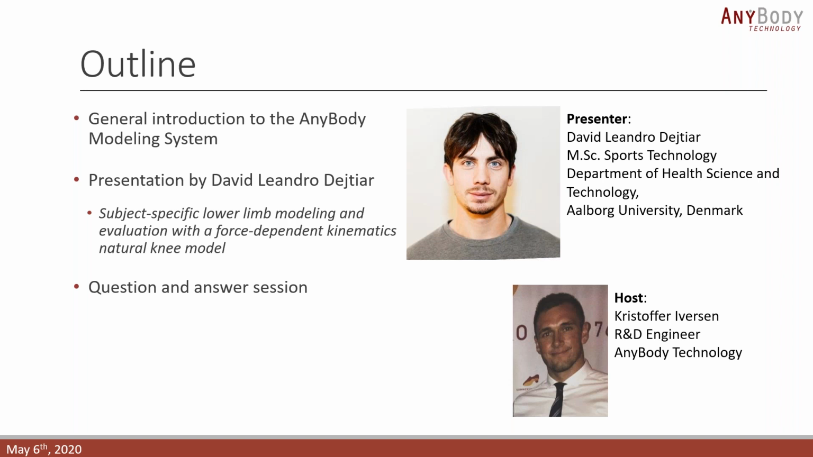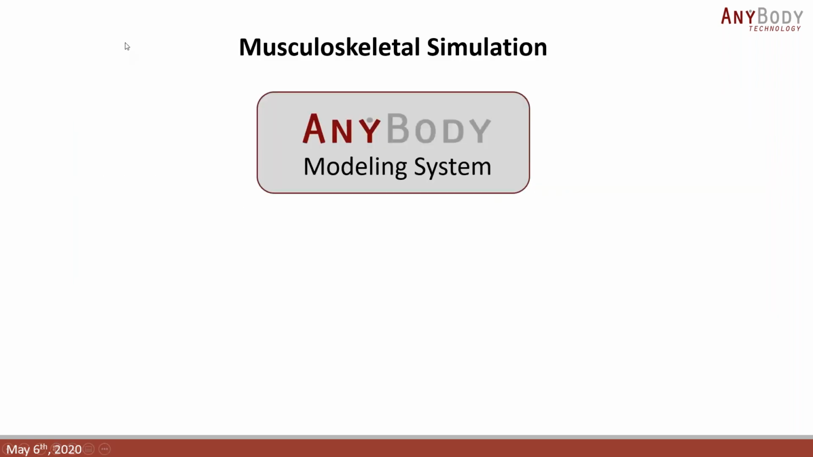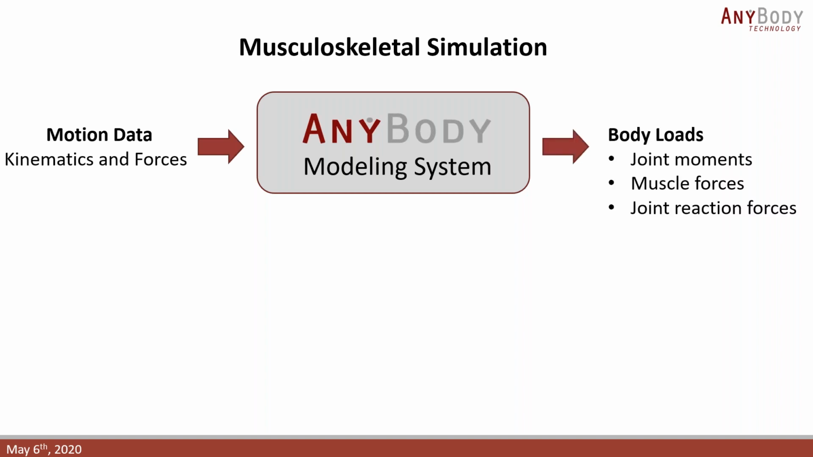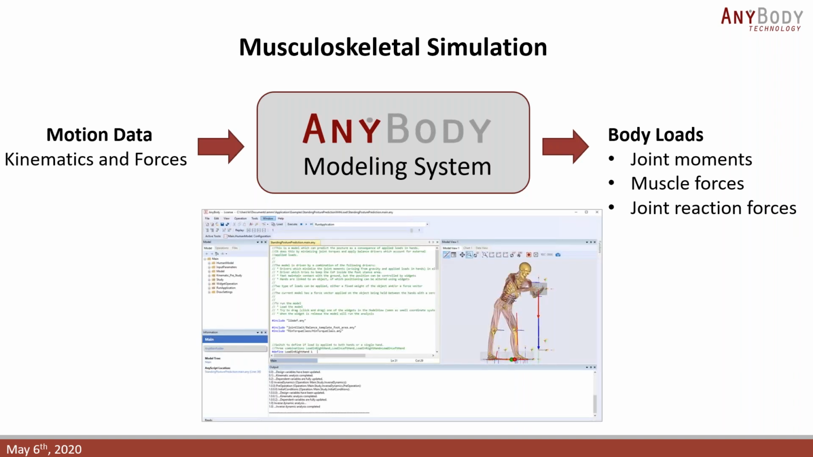But just before we start, I will give a general introduction to the Anybody modeling system for those of you who are unfamiliar with the software or musculoskeletal modeling in general. The Anybody modeling system is software that allows you to do musculoskeletal modeling. As input, it takes motion data as kinematics and forces, and it calculates the internal body loads as joint moments, joint reaction forces, and muscle forces. At the bottom of the screen, you can see a screenshot from the Anybody modeling software. This is actually how it looks.